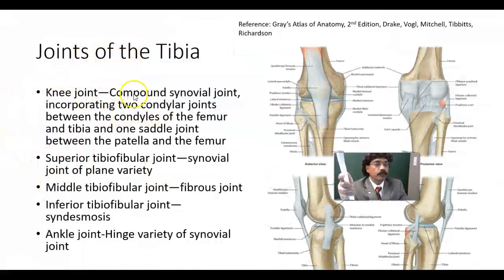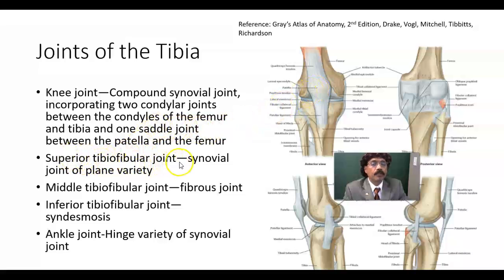Joints of the tibia: the knee joint. What type of joint? The knee joint is a compound synovial joint incorporating two condylar joints between the condyles of the femur and the condyles of the tibia. Here is the medial condyle of the tibia. It also has a saddle joint, which is the joint between the patella and the femur. That is the knee joint.